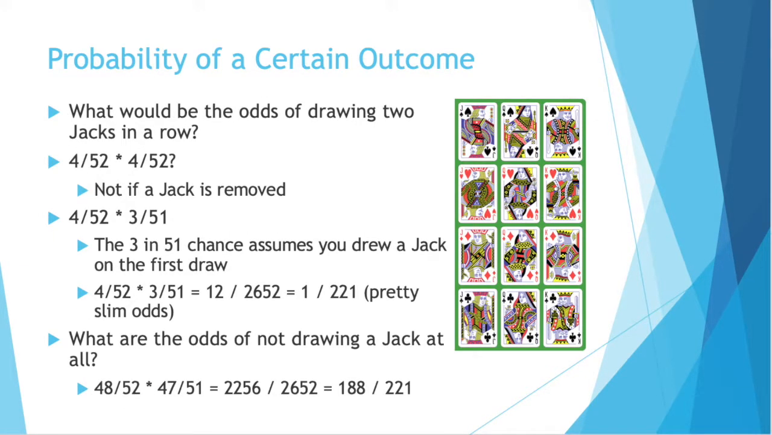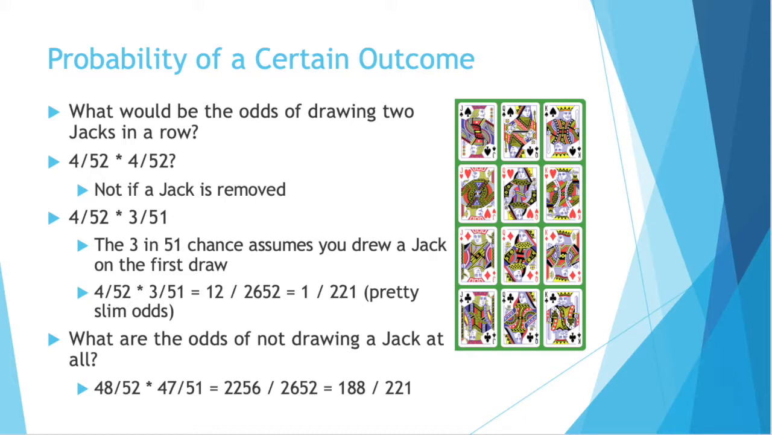So what about the odds of drawing 2 Jacks in a row? Is it 4 in 52 times 4 in 52? Well, no, because you're removing a Jack if you get one the first time. So really, it's 4 in 52 times 3 in 51, because the 52 card deck is now down to 51, and the card you took out was a Jack, so there's only 3 left. So the odds of drawing 2 Jacks in a row is 4 over 52 times 3 over 51, which is 12 over 2,652, or simplified, 1 over 221.